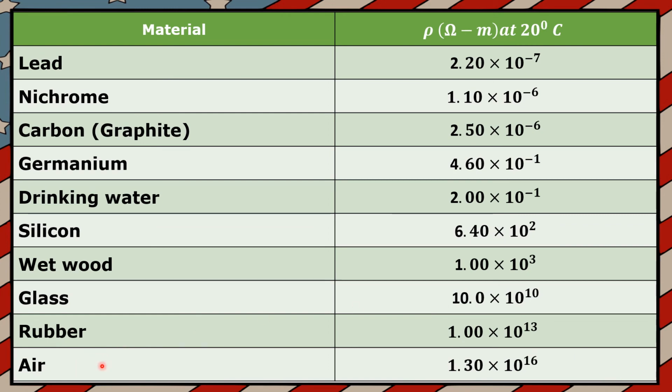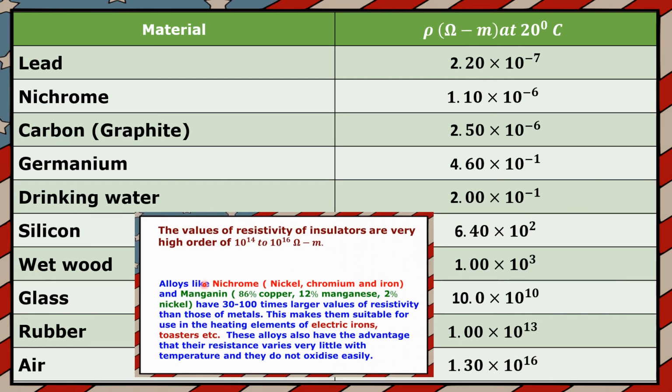Air. The resistivity of air is 1.30 into 10 to the power of 16 ohm meter. Okay, you see here the values of resistivity of insulators. These are the insulators: glass, rubber, air. Isn't it? These are the insulators. And the values of resistivity of insulators are very high, of the order of 10 to the power of 14 to 10 to the power of 16 ohm meter.